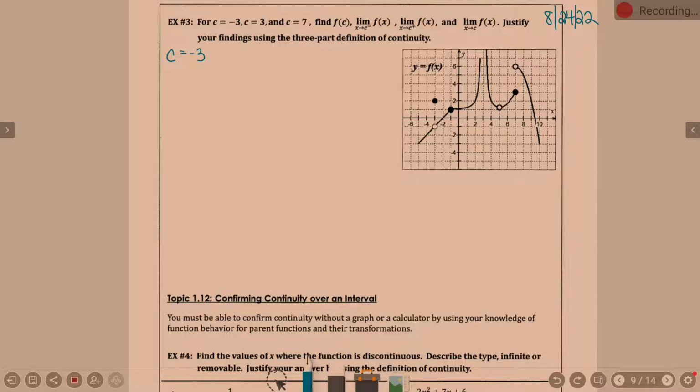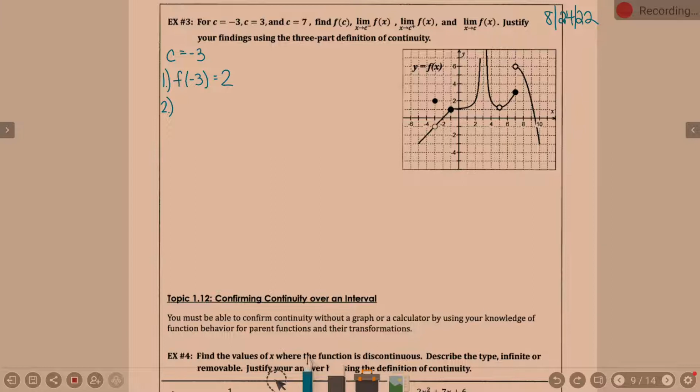As we look at this, I'm trying to think which piece I was starting with when I was doing the homework. Okay, so the first piece, if I number these as steps 1, 2, 3: f of -3. What is the value of f of -3? Is it defined? And it is defined to equal what? 2, the point 2. So that answers our first question. Yes, there is a value defined at that point.